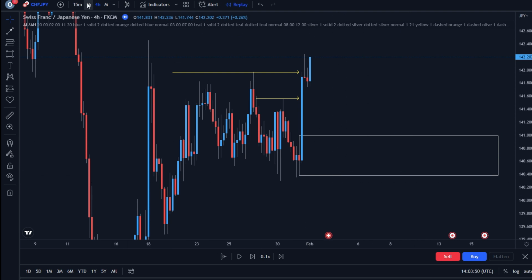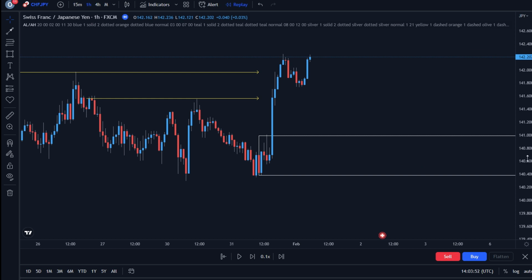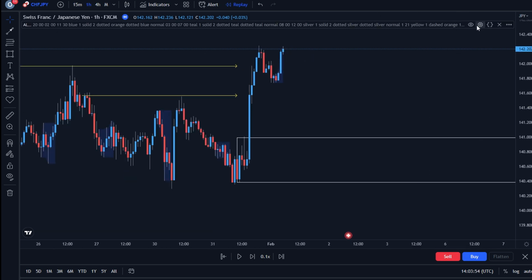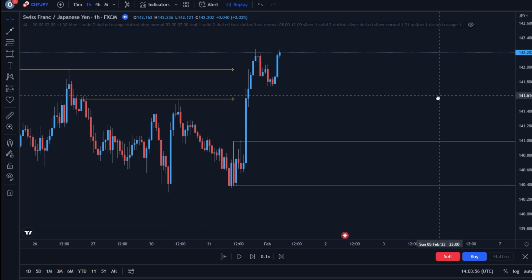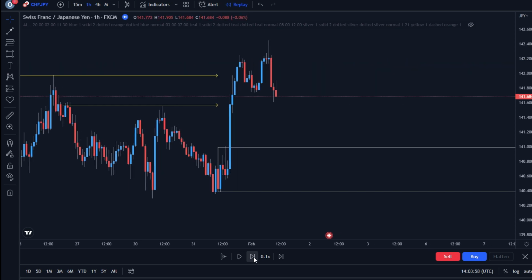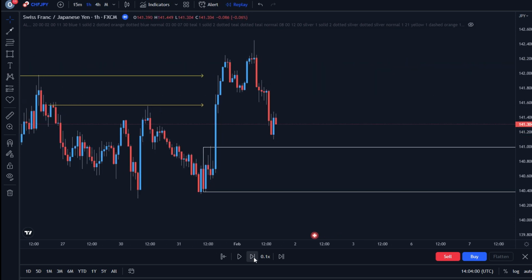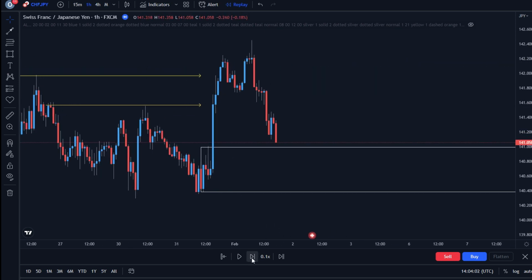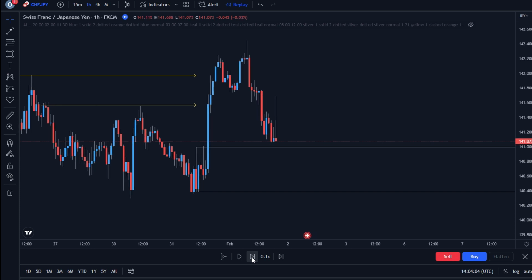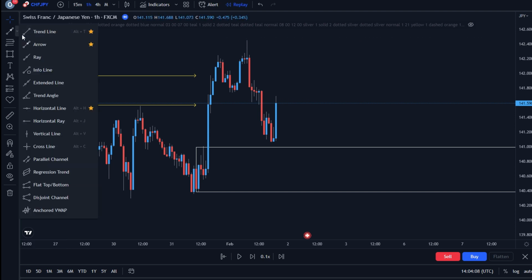Now we need to go to the 1 hour and wait for a reaction. Remember the lows: every low that gets taken is a good thing for us. All of this, we do nothing. Now we have price playing around. Not interested. Okay, let's mark this area.